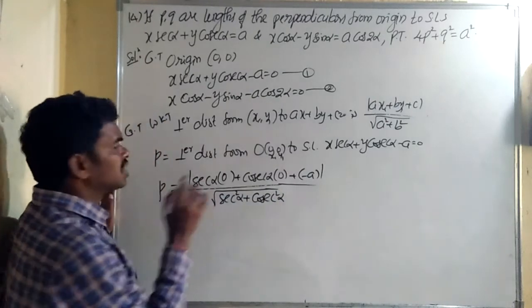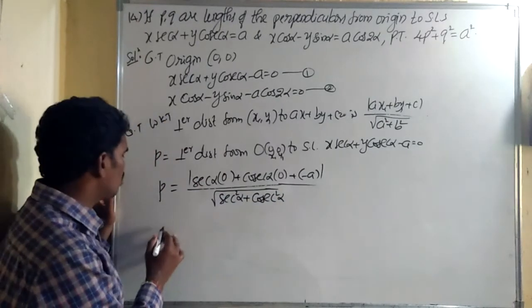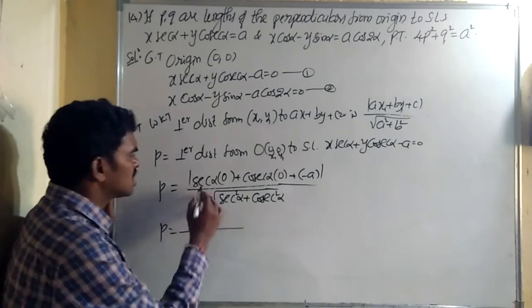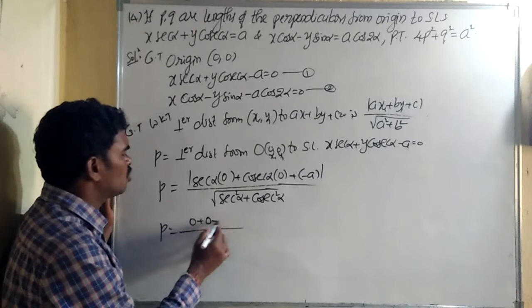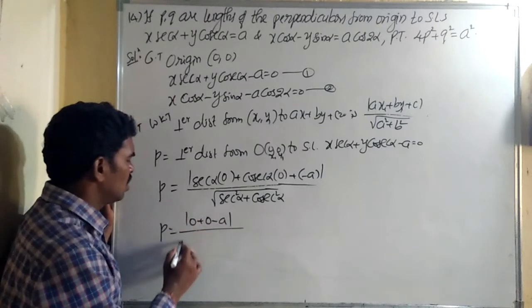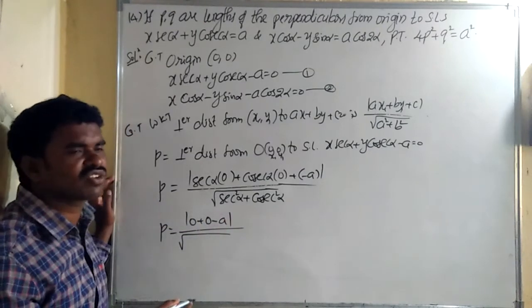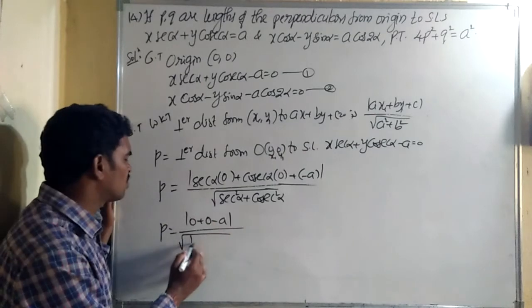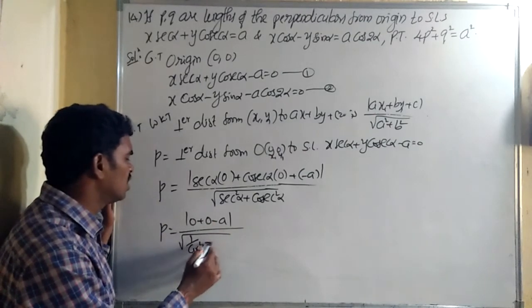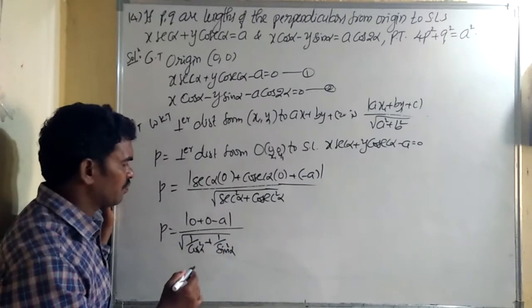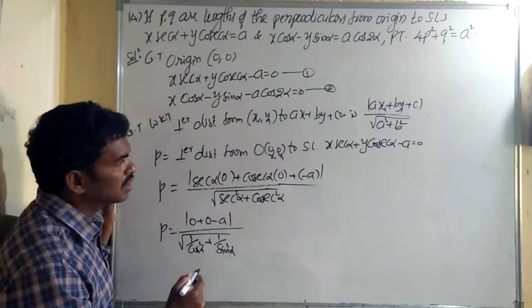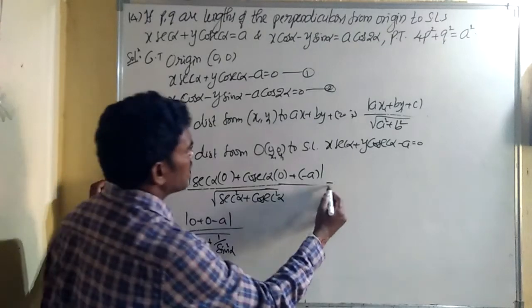So p equal to, this is given. Simplifying this, p equal to modulus of (sec alpha into 0, cosec alpha into 0, minus a), so 0 plus 0 minus a, by root of secant square plus cosecant square alpha. Secant square means 1 by cos square, cosecant square means 1 by sin square alpha. Okay, I am continuing here.